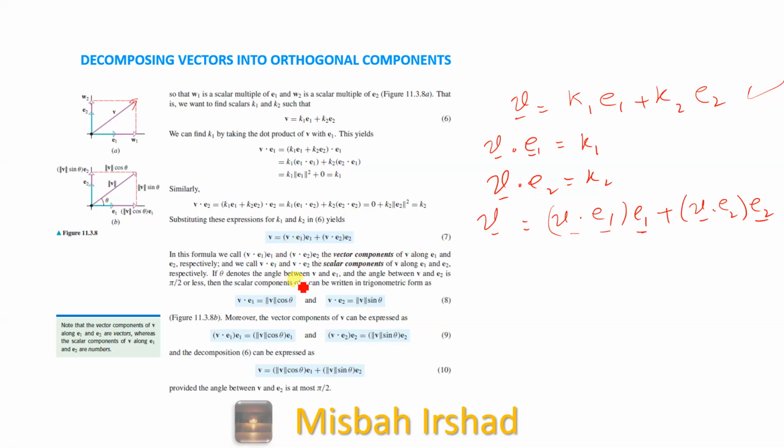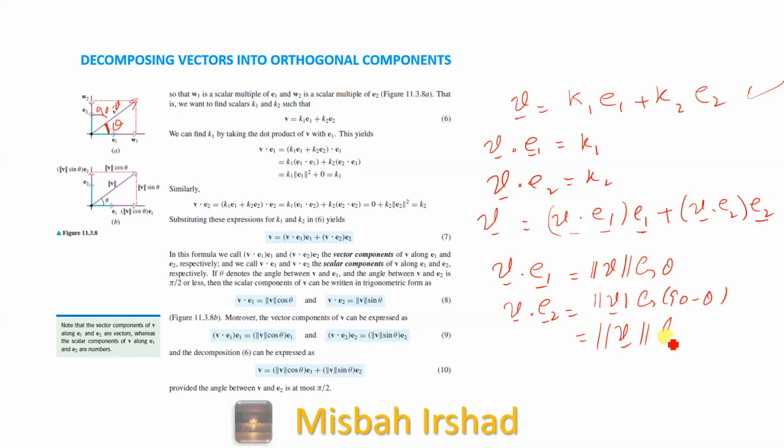So if theta is the angle between v and E1, then since E1 and E2 are perpendicular, the angle between v and E2 will be 90 minus theta, or pi by 2 minus theta. Then v dot E1 can be written in terms of theta as the magnitude of v times the magnitude of E1, which is 1 because E1 is a unit vector, times cosine of theta. Similarly, v dot E2 is equal to the magnitude of v times cosine of 90 minus theta, and that is sine of theta. So the magnitude of v times sine of theta.